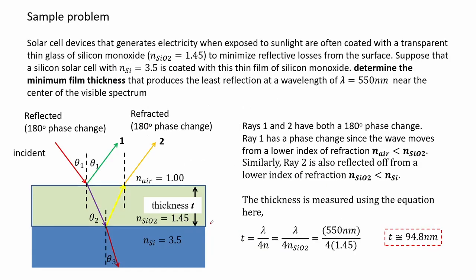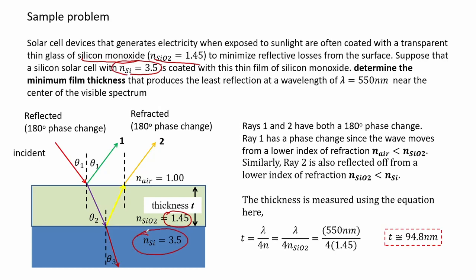Here we have a sample problem on light traveling through more than one medium. Solar cell devices that generate electricity when exposed to sunlight are often coated with a transparent thin glass of silicon monoxide with index of refraction equal to 1.45 to minimize reflective losses from the surface. Suppose that a silicon solar cell with index of refraction n equals 3.5 is coated with this thin film of silicon monoxide.